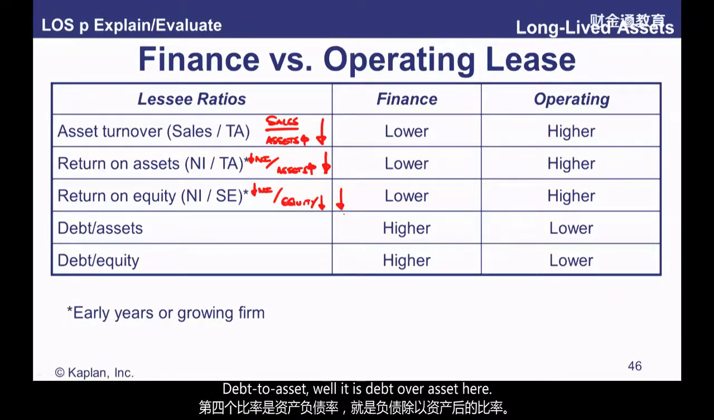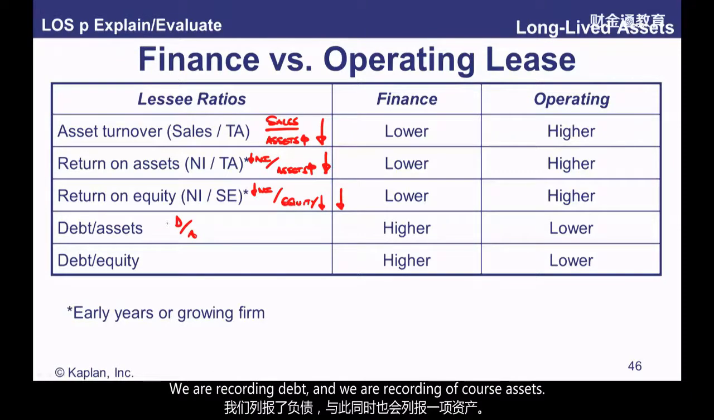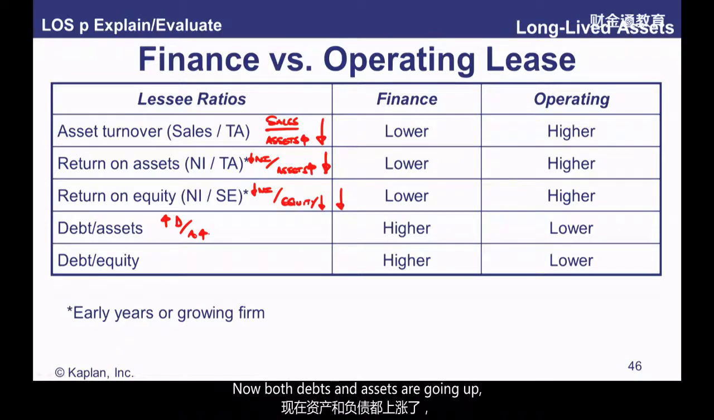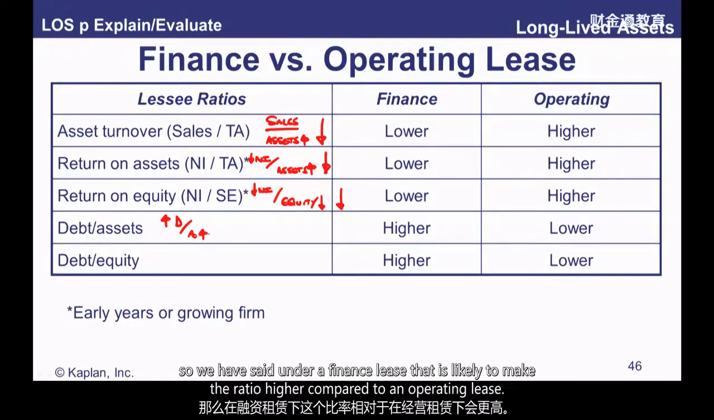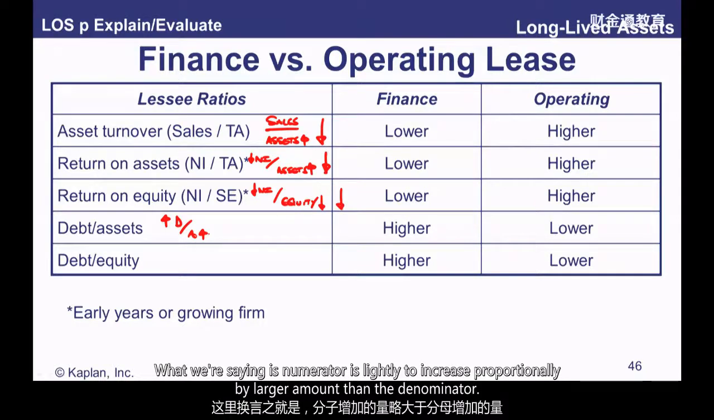Debt to assets. Well, it's debt over assets here. Let's think about it under a finance lease. We are recording debt and we are recording, of course, assets. Now, both debt and assets are going up. So we've said under a finance lease, that is likely to make the ratio higher compared to an operating lease. What we're saying is the numerator is likely to increase proportionally by a larger amount than the denominator.